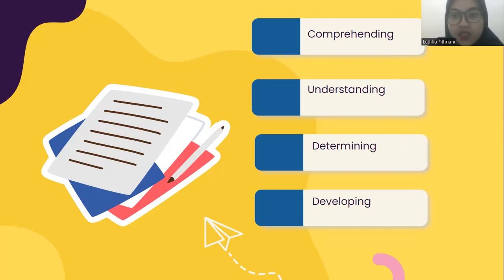The third is determining. In the determining step, the listener should determine the meaning of auditory input. He or she can use bottom-up or top-down processing in order to interpret the message. The fourth is developing. In this stage, the listener should develop the essence of global understanding.